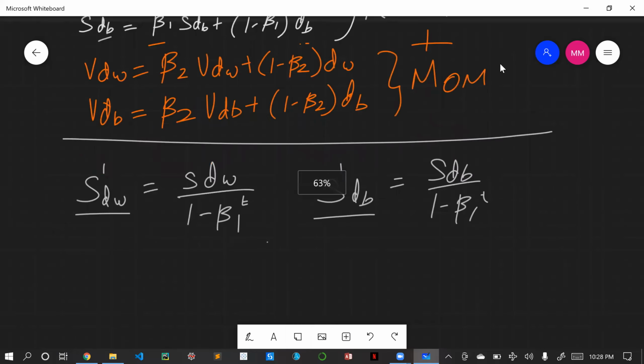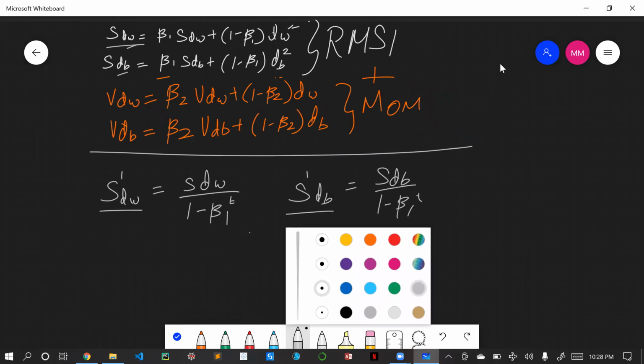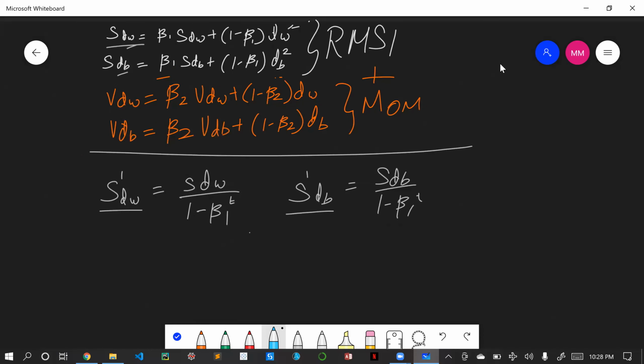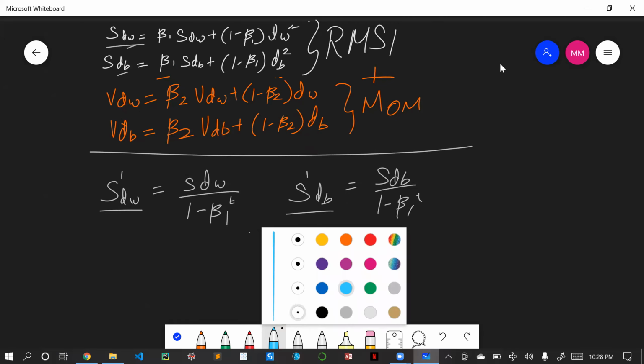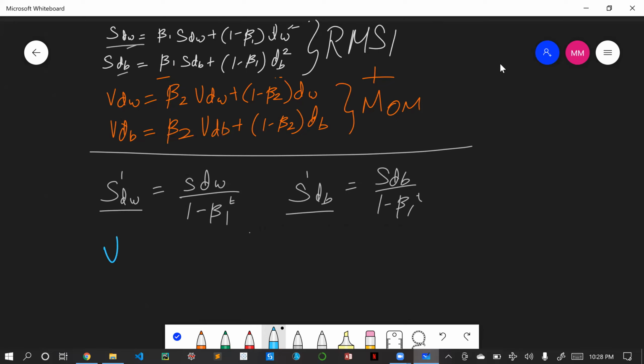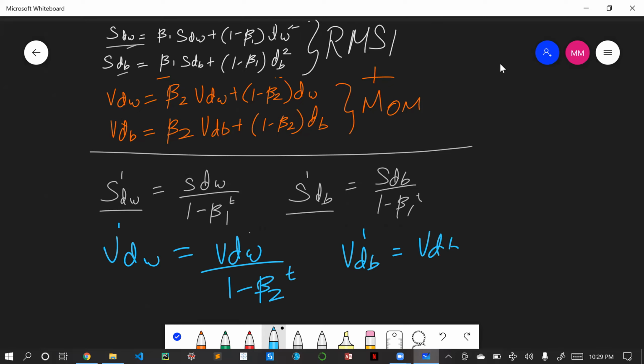Now the same thing we need to write for momentum also. For momentum, it will look like this: VdW dash. It is very small, right? Let's maximize the size of this. VdW dash is equal to VdW divided by 1 minus beta 2 power t, and the same thing applies for VdB dash, which is equal to VdB divided by 1 minus beta 2 power t. Okay, now we have the two corrected values.